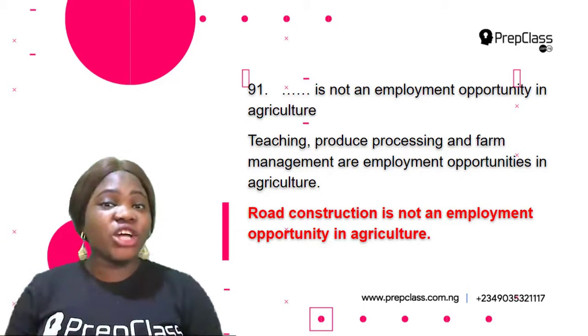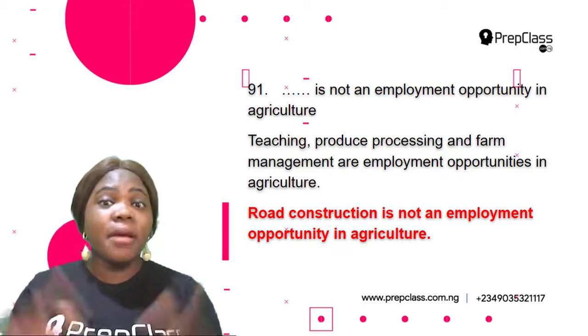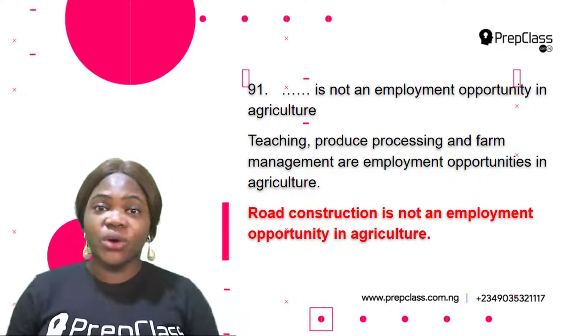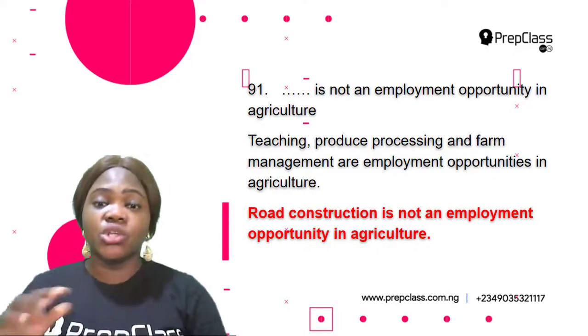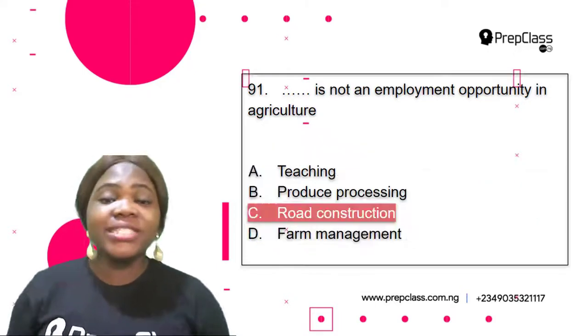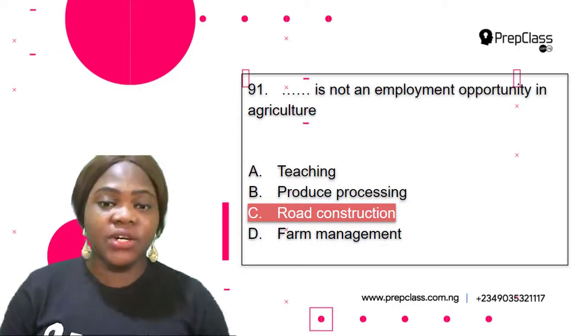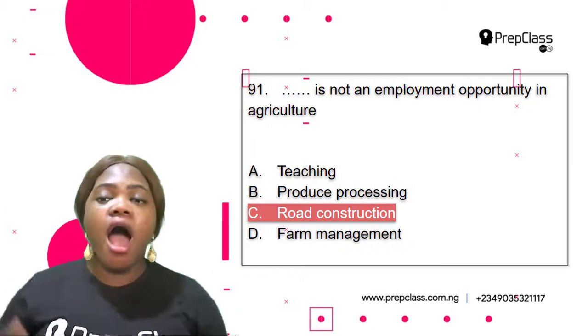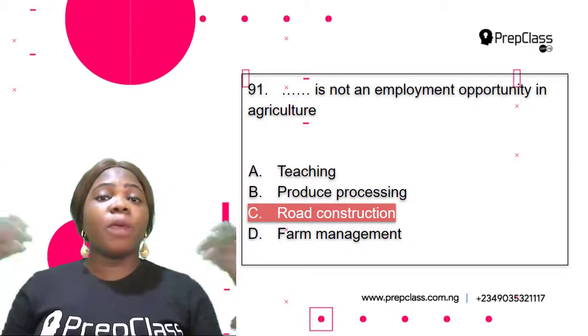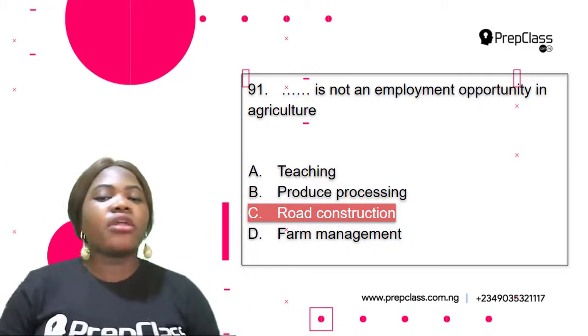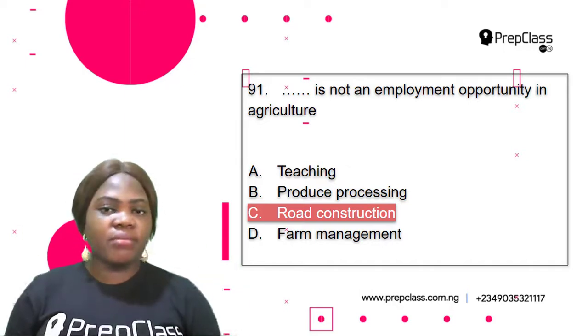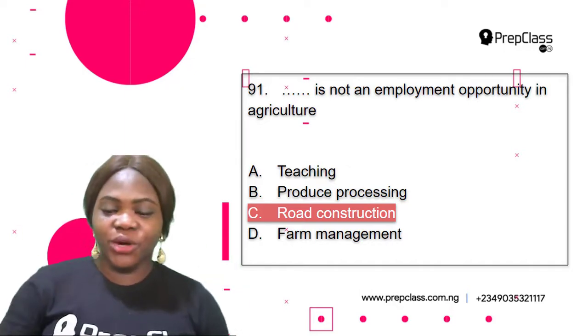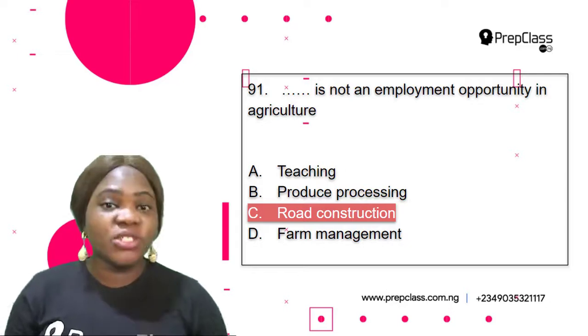Yes, road construction is an employment opportunity, but not in agriculture. It has nothing to do with agriculture. Teaching, produce processing, farm management are all examples of employment opportunities in agriculture, but road construction is not an employment opportunity in agriculture. So the correct option is option C.